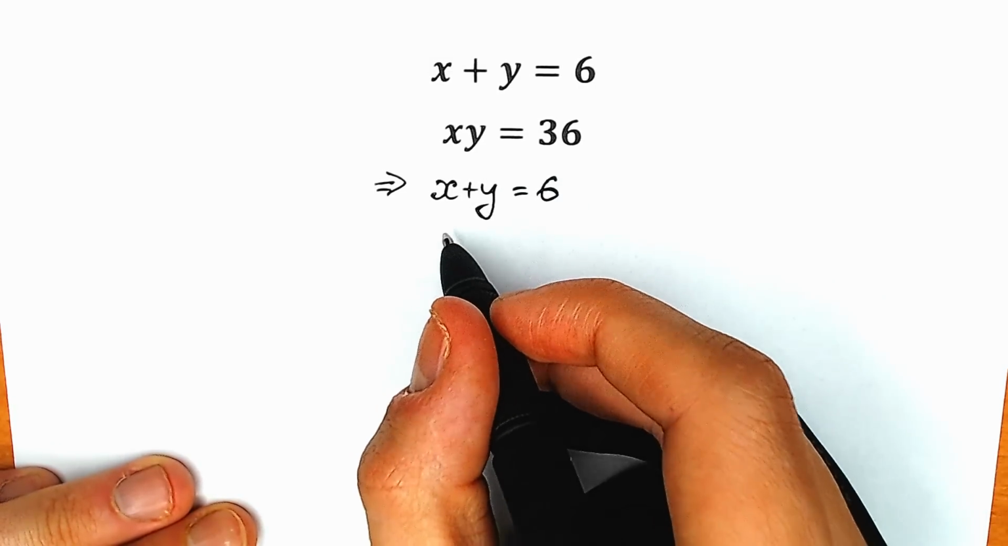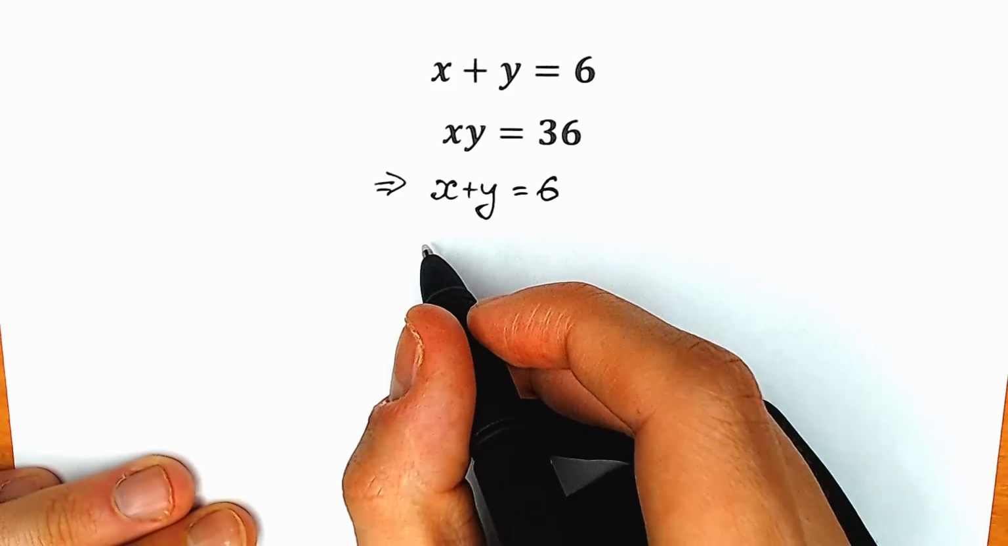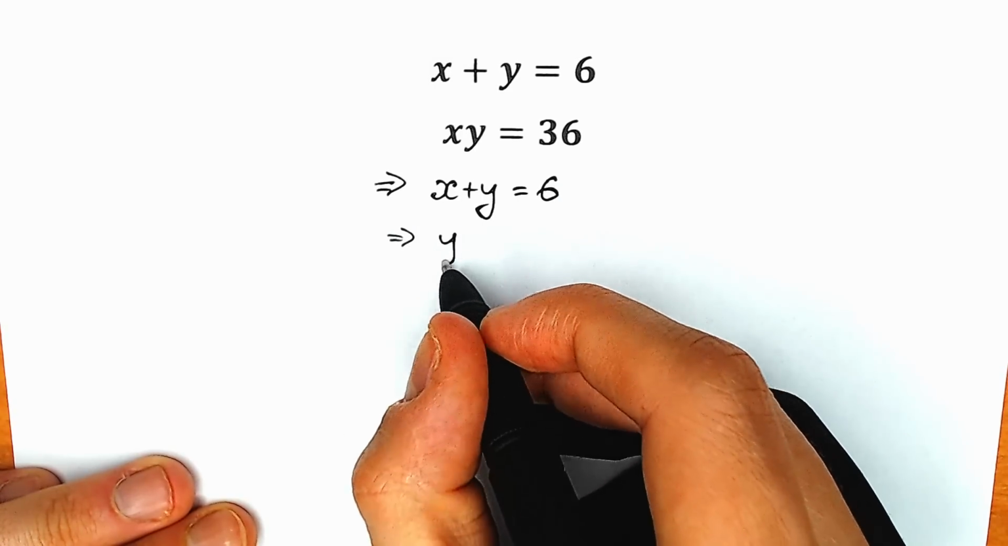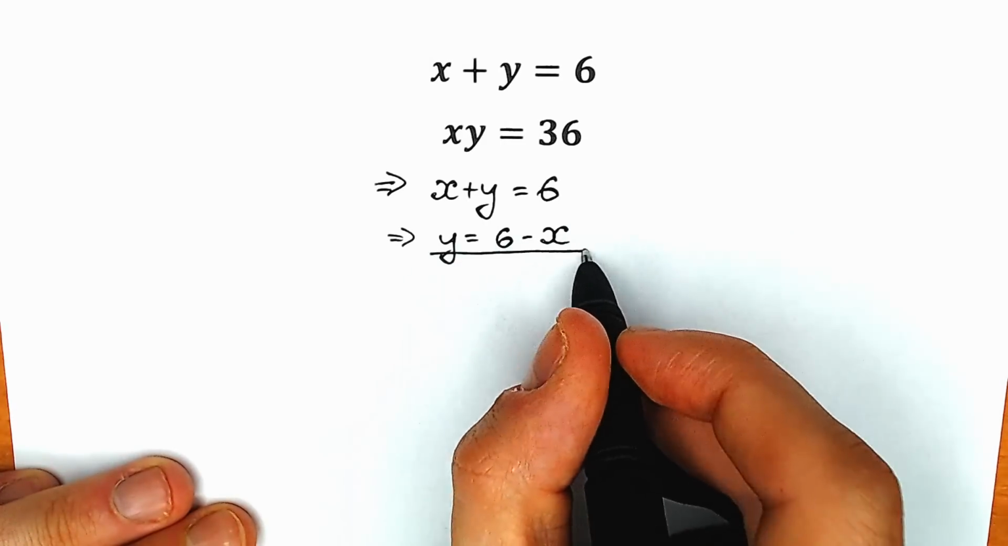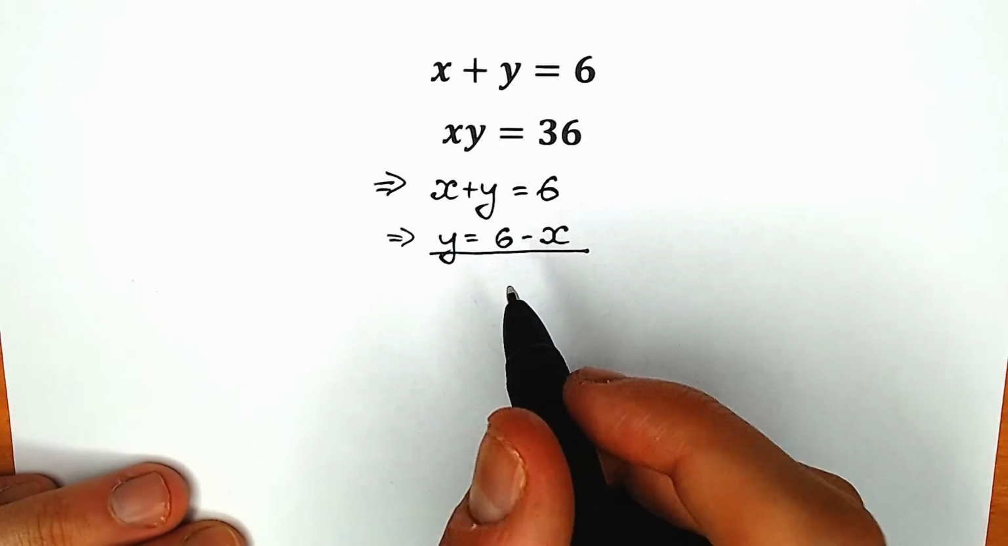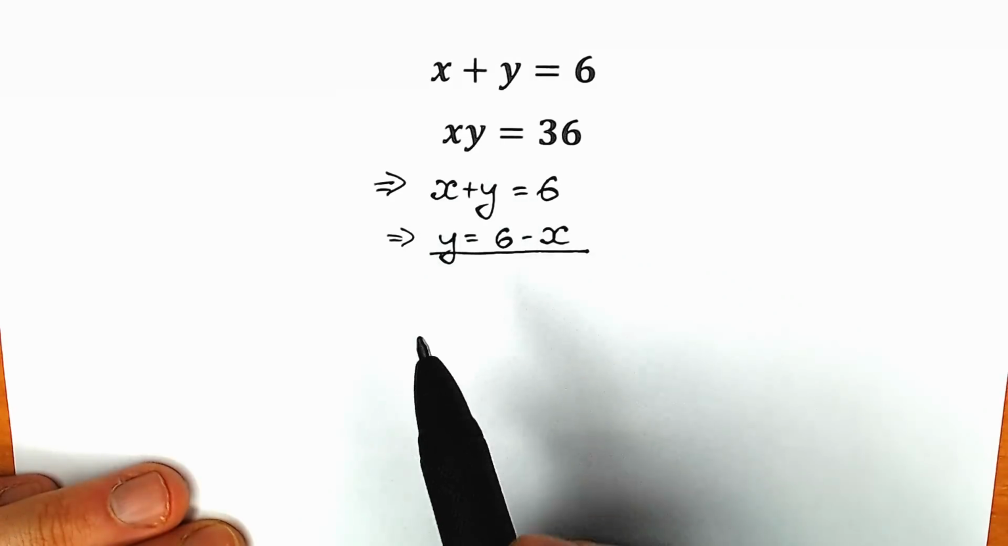Everyone knows how we're going to do this. We're going to subtract x from both sides. As a result, we have that our y is equal to 6 minus x. Right, so this is a substitution. We're going to plug this expression into our second equation.